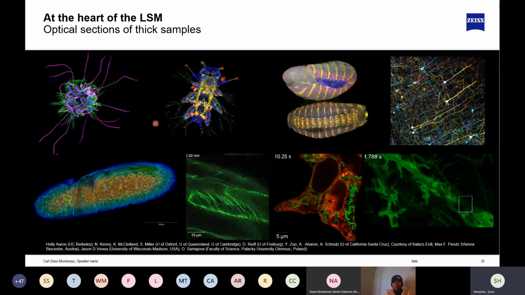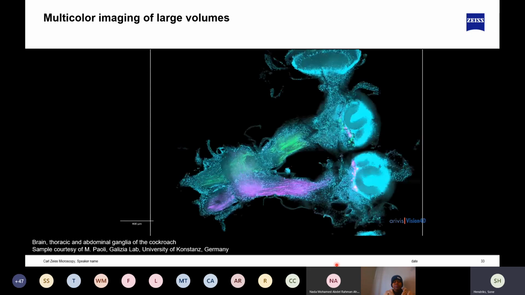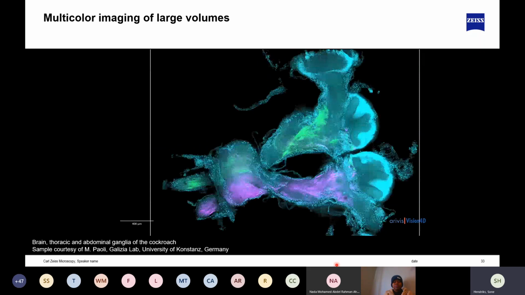And here are just some examples of images that have been taken with a confocal microscope. You can also do live cell imaging, and here you can see different time-lapse videos. So if I just go into a little bit more detail, before we go into detail, sorry. Yeah, we can also do 4D imaging.